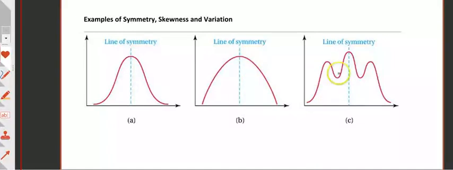And here's an interesting one with 3 peaks, but clearly it's symmetric because there is this middle point for which, if you folded that distribution along that dotted line, the left side and the right side would be mirror images of each other. So those are some examples of symmetry.